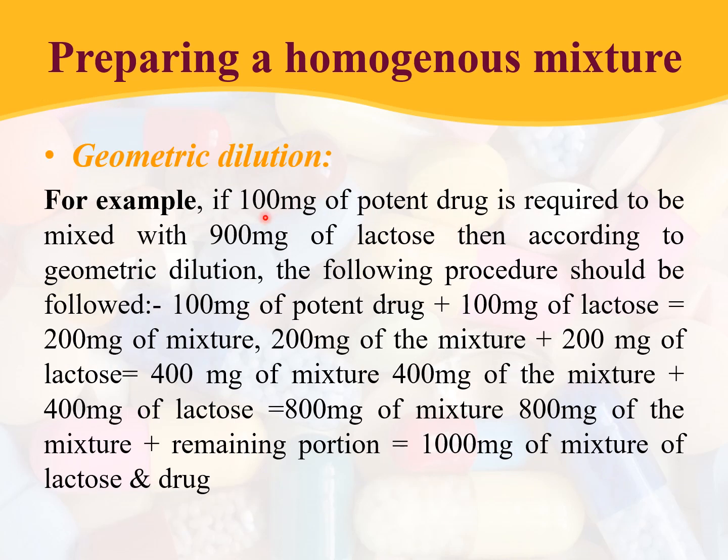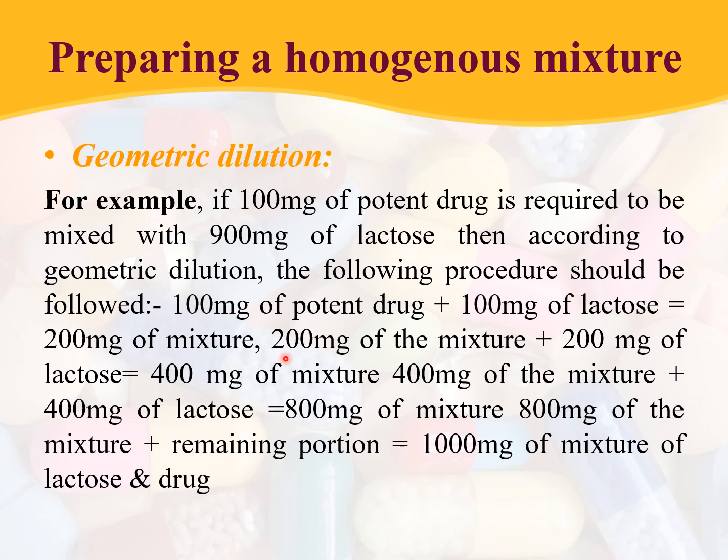Coming to the example, if 100 mg of potent drug is required to be mixed with 900 mg of lactose, then according to geometric dilution, the following procedure should be followed. First, 100 mg of potent drug plus 100 mg of lactose. This becomes 200 mg of mixture.